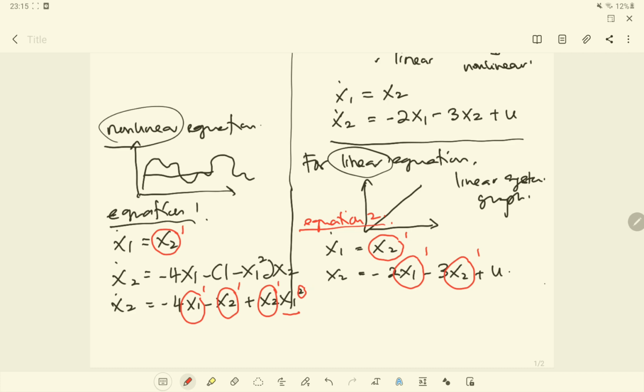So when the equation has a higher order more than 1, like this, this is the first criteria for nonlinear system.